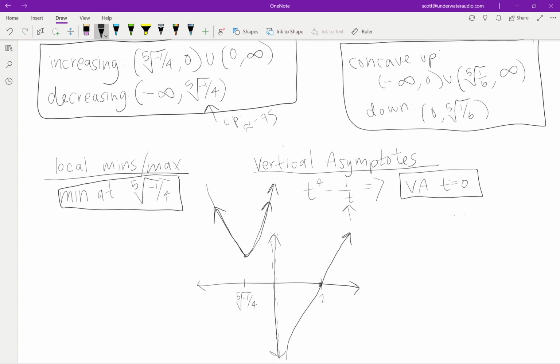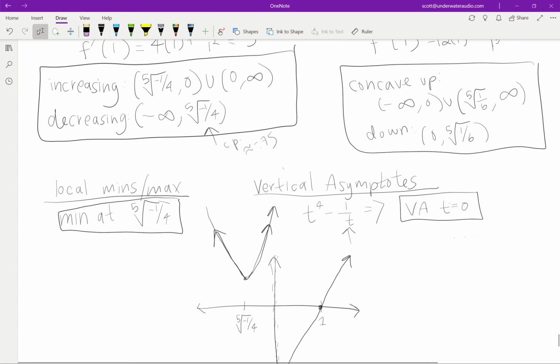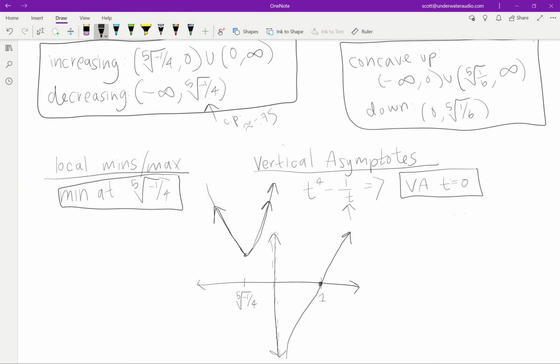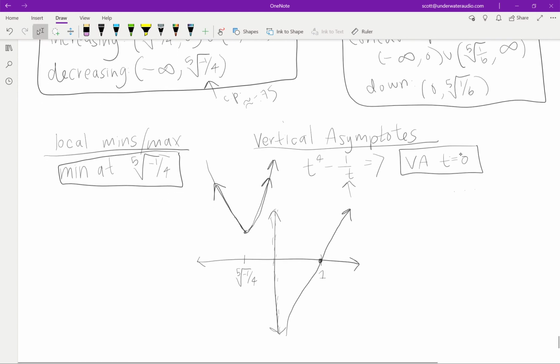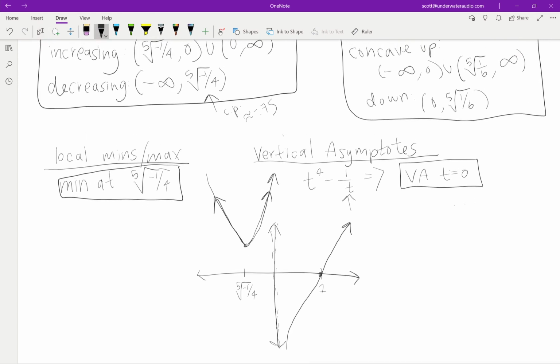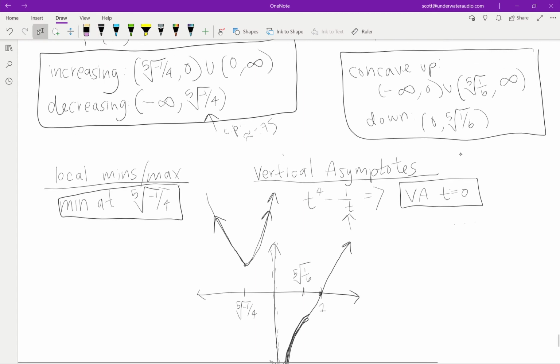And now I'll check on concavity. So it's concave up from negative infinity to 0, and that checks out with the picture I've got. And then concave down from 0 to the fifth root of 1/6. Okay, so now we've got to be careful here. So the fifth root of 1/6 is, we're going to say, right in here. So I want it to be concave down until then, and then it's concave up afterwards. So something like that.